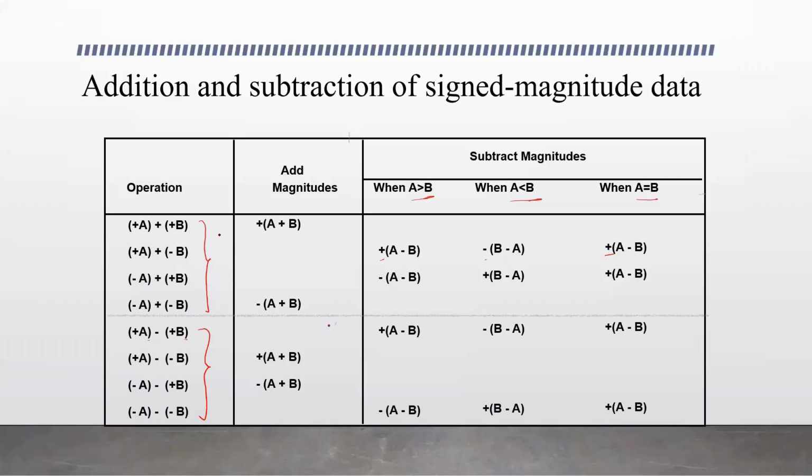When both the signs are same, we add the magnitudes and give the sign. And when the signs are different, we compare the numbers A and B. If A is greater than B, we subtract B from A. And if A is less than B, we subtract A from B, right? And we give the sign of the bigger number. And for subtraction, it is just the other way. If the signs are same, we compare the magnitudes, subtract, and give the sign of the bigger number. When the signs are different, we add the magnitudes.